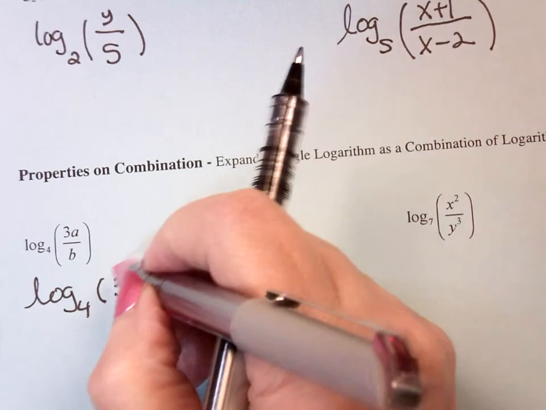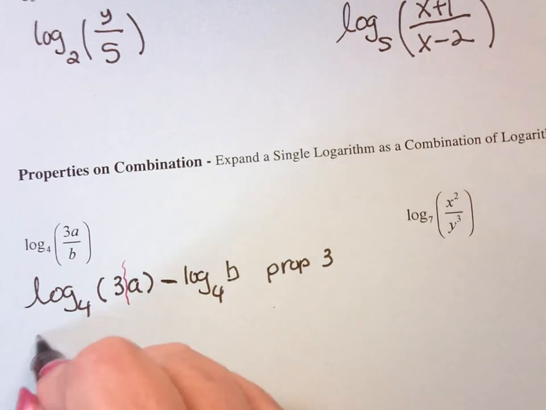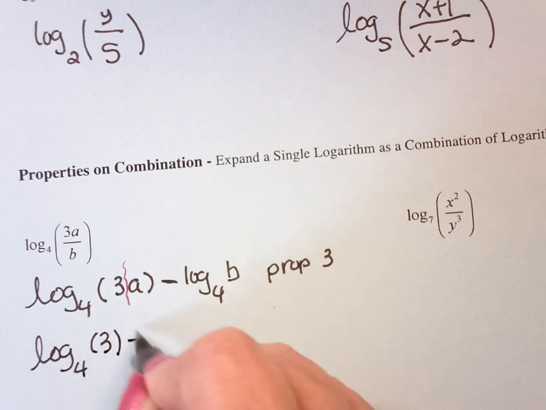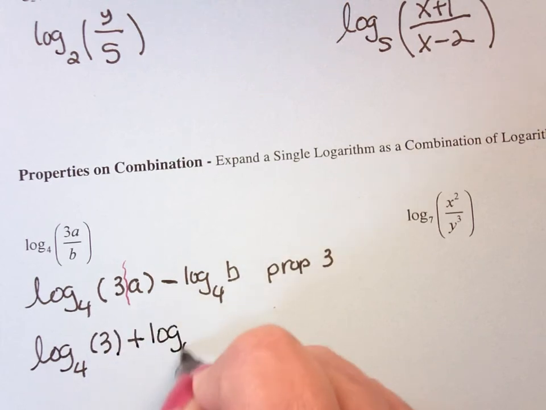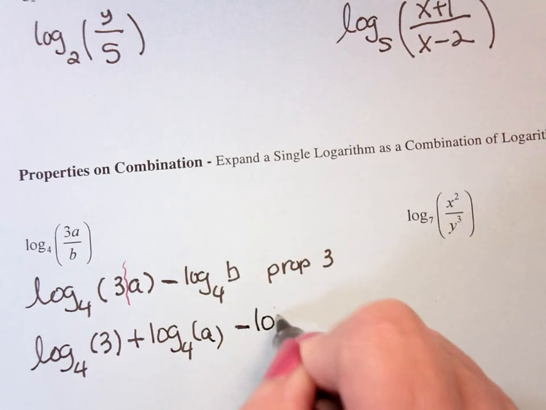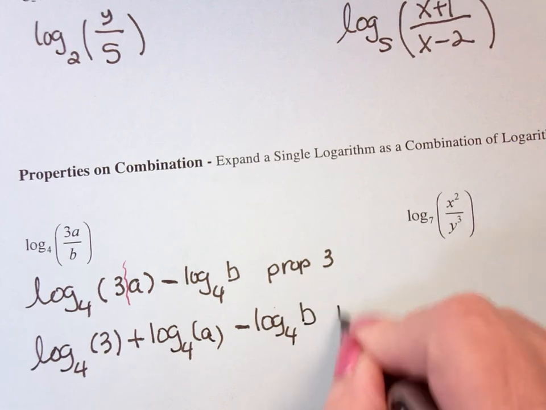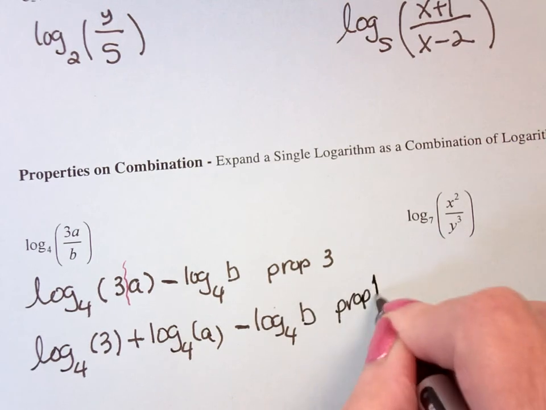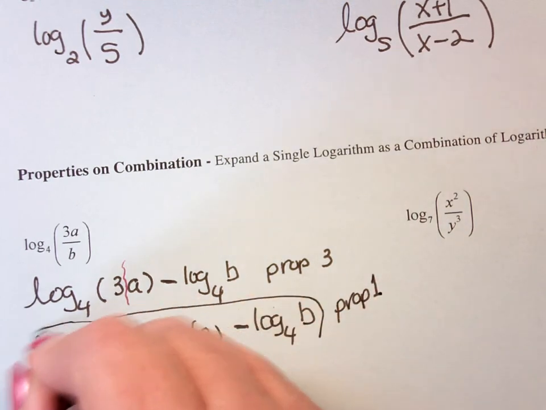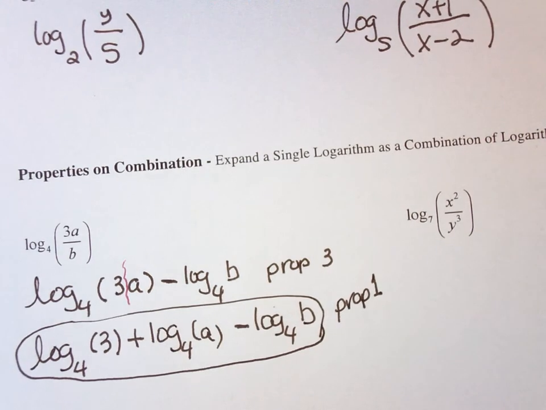Now I have the product of two things. That's going to turn into a sum. So this is log base 4 of the first factor added to log base 4 of the second factor subtract log base 4 of b, and then that becomes property 1. And then everybody has an exponent of 1, so we're happy. That's all she wrote.